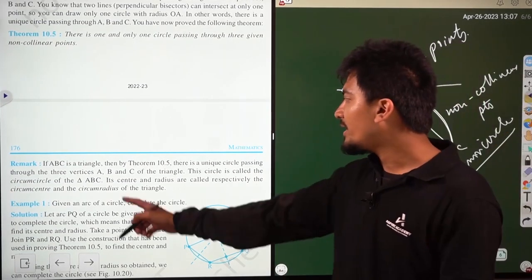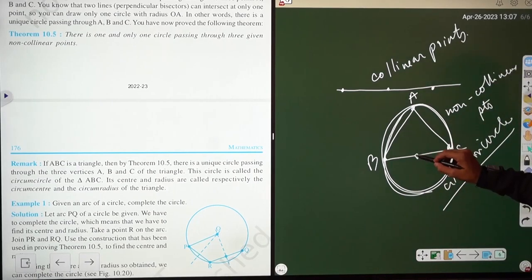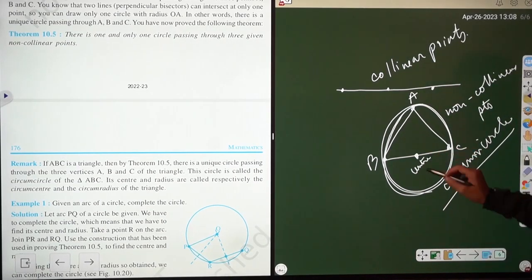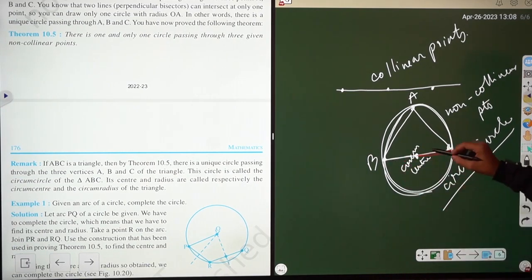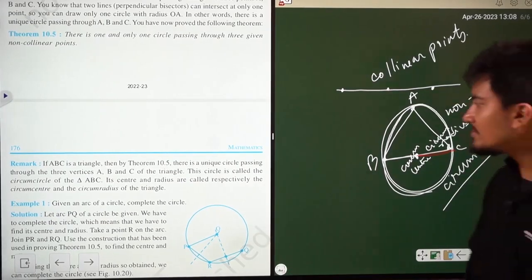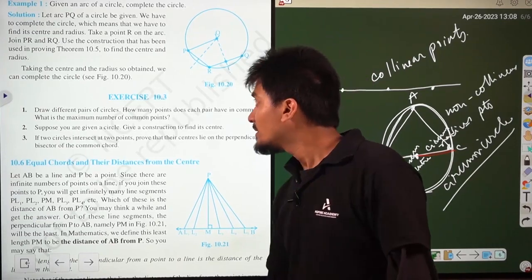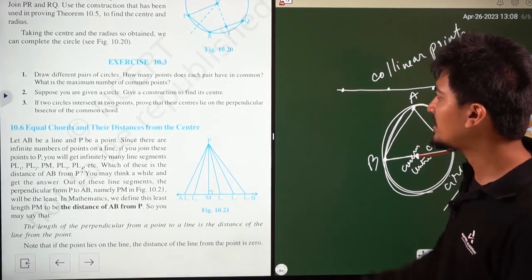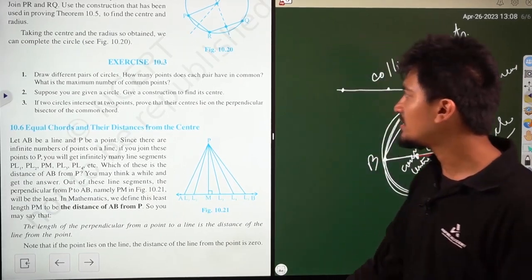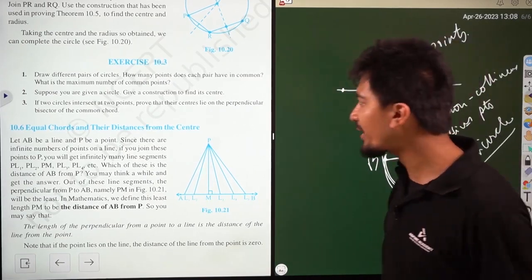Its center and radius are respectively called the circumcenter, this point being the center of the circle, and the circumradius, this being the radius of the circle, of the triangle. Understood? So now, exercise 10.3. I don't think that this is the most important. 1 and 2, you just do as your homework. This is not so important.